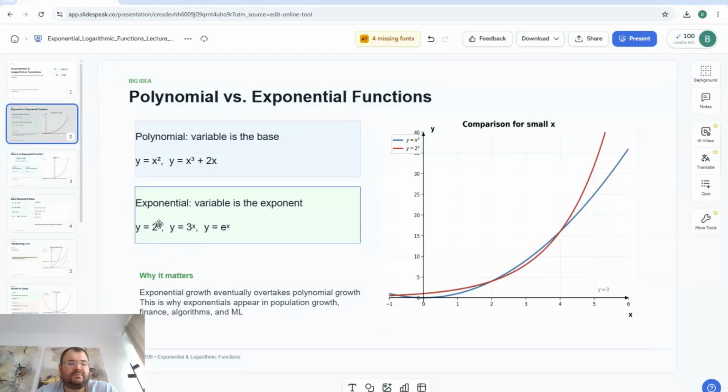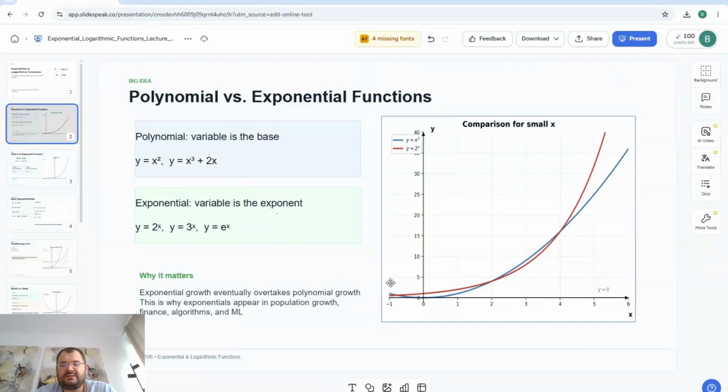For example, you have 2 to the x, 3 to the x functions, and there is an important difference between the polynomial and exponential functions. In the polynomial functions, you have x, the varying part, in the base of the function, and in the exponent you have constants. But in the exponential functions, it is the reverse. In the base, you have the constant parts like 2 to the x, 3 to the x, 5 to the x. In the base part, you have 2, 3, 5, and in the exponent part, you have the varying part. You have x squared or x squared plus 3x, etc.